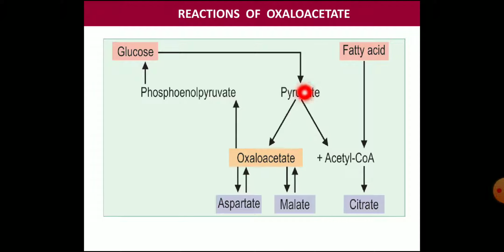Then pyruvate is converted to acetyl coenzyme A. Acetyl coenzyme A can also be obtained from fatty acid oxidation. So the 4-carbon oxaloacetate combines with the 2-carbon acetyl coenzyme A to form citrate, a 6-carbon compound. This is the starting point of the TCA cycle, or the first reaction in the TCA cycle.